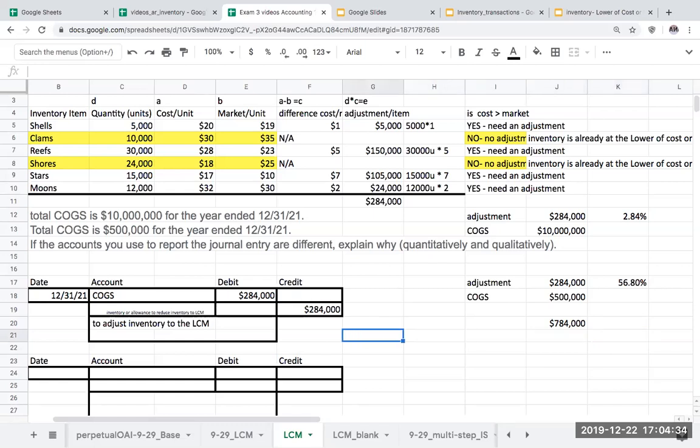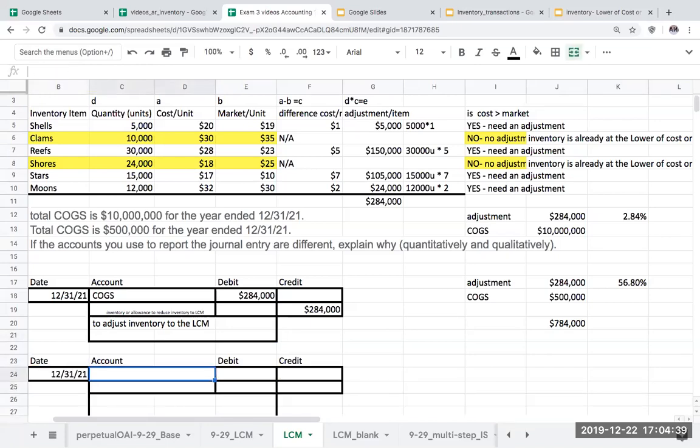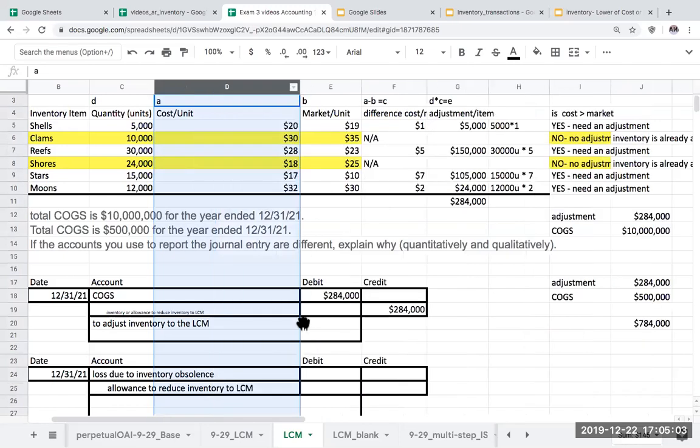That's not good. So what we're going to do here is show 12/31/21, and this is going to be a loss due to inventory obsolescence. And then on my credit here is going to be my allowance to reduce inventory to the lower of cost or market. Now let's make these a little bit bigger so we can see the accounts in their glory. So over here, basically 284 and 284.